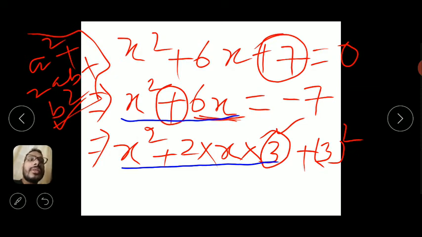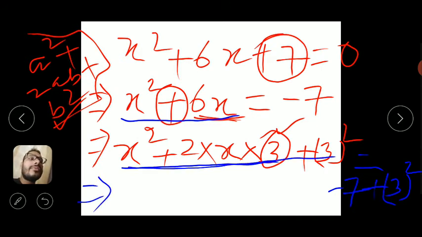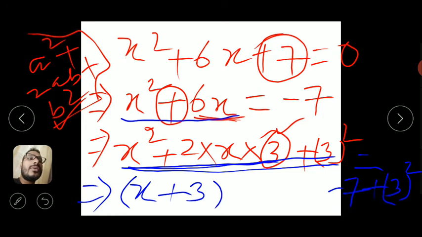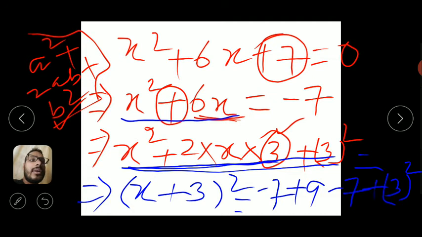If you make some change on the left hand side, you have to make the same change to the right hand side. So that becomes equal to minus 7 plus 3 square on the right also. Now this whole thing takes the formula of a plus b whole square, where a is x and b is 3. So x plus 3 whole square is equal to minus 7 plus 3 3s are 9. Now let's go to the next part.